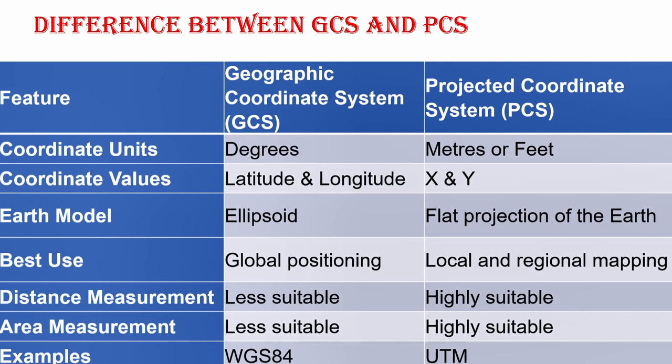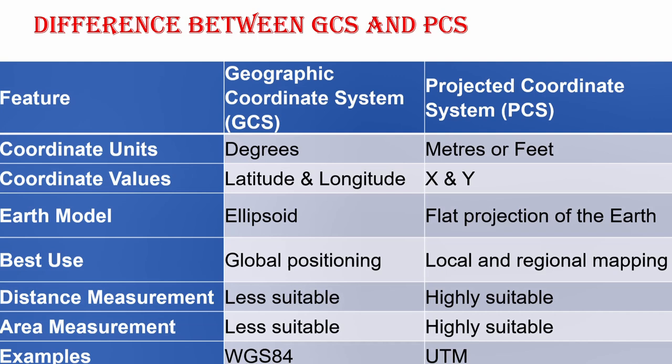Difference between geographic coordinate system and projected coordinate system. Geographic coordinate system uses degree as coordinate unit, while projected coordinate system uses meter or feet as a coordinate unit. Coordinate values in geographic coordinate systems are latitude and longitude, while projected coordinate system values are x and y. Geographic coordinate system is based on ellipsoid Earth model. On the other hand, projected coordinate system is based on flat projection of Earth.